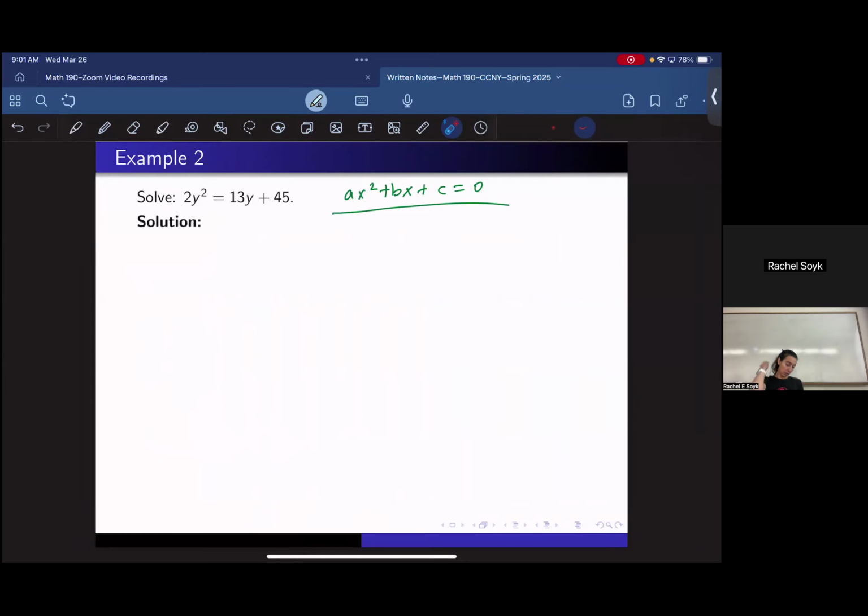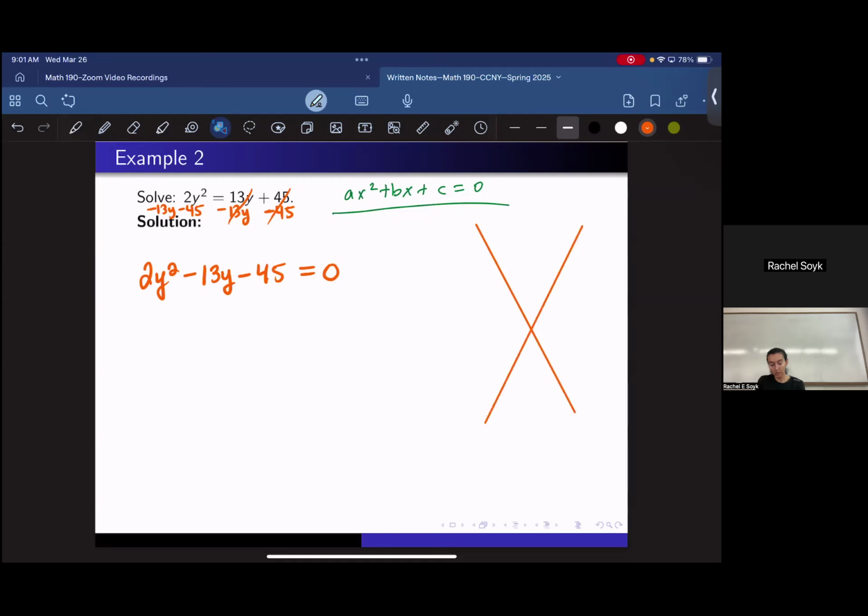So what do we have to do first? If we want to solve this quadratic equation, we want to bring everything over to that left-hand side. So I'm going to go ahead and subtract 13y and subtract 45 from both sides. So we're really looking at 2y squared minus 13y minus 45 is equal to 0. And then let's factor this.